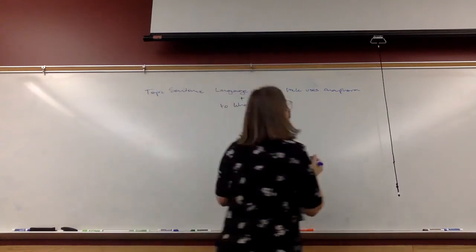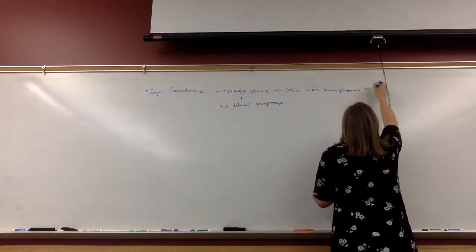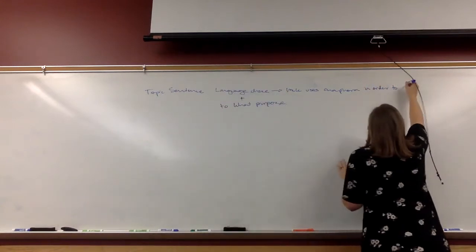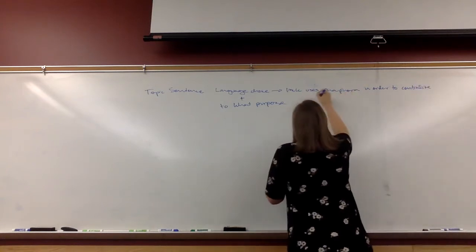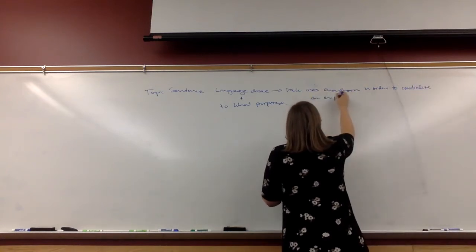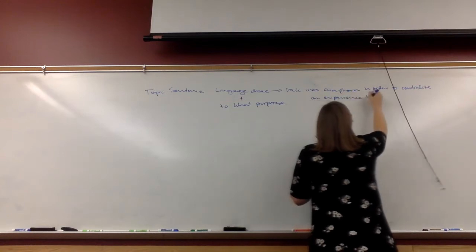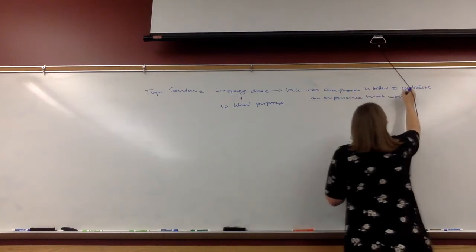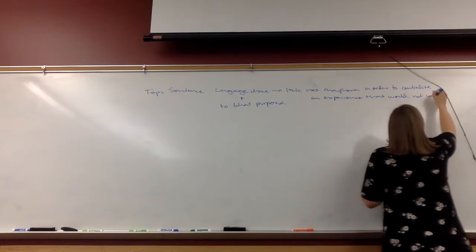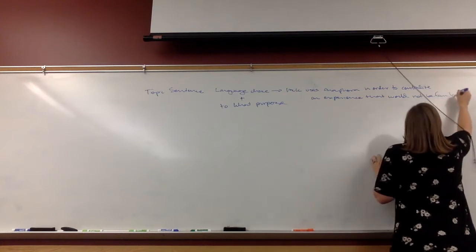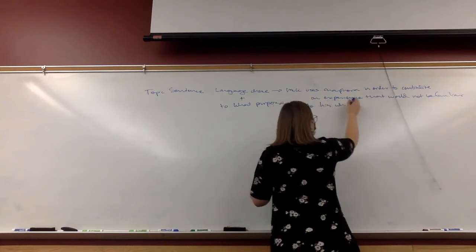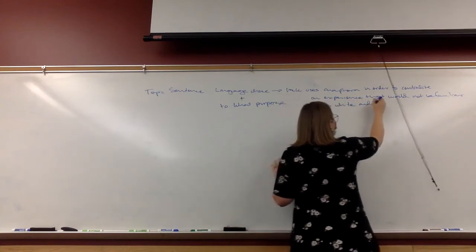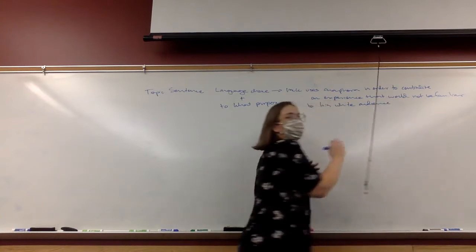So MLK uses anaphora in order to centralize an experience that would not be familiar to his wide audience. There we go. So I've got there the purpose, the reason why I think he's doing it.